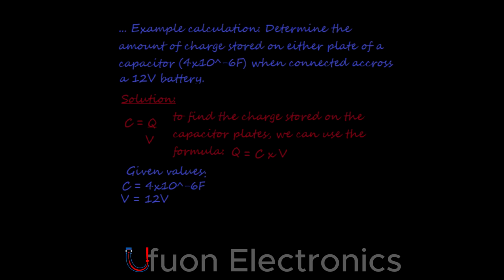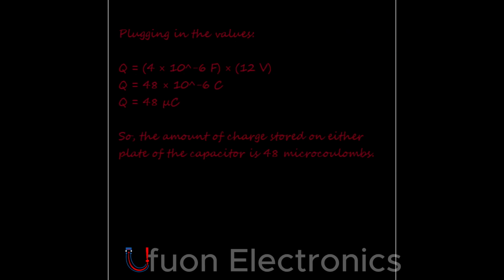For example, if we have a capacitor with a capacitance of 4 microfarads and it's connected to a 12-volt battery, we can calculate the charge stored on the plate using the formula Q equals C times V. Plugging in the values, we get Q equals 4 times 10 raised to the power of -6 farads times 12 volts, which equals 48 microcoulombs.